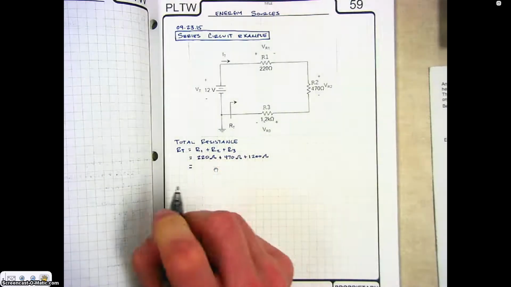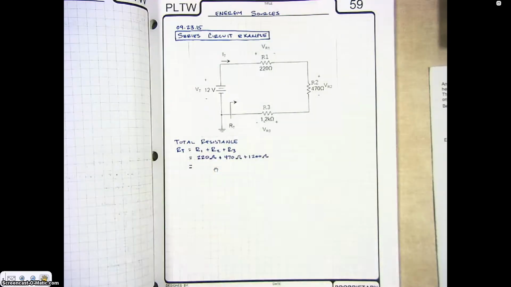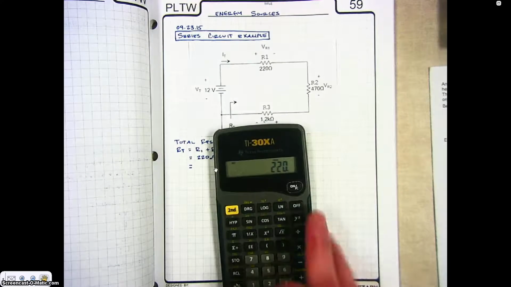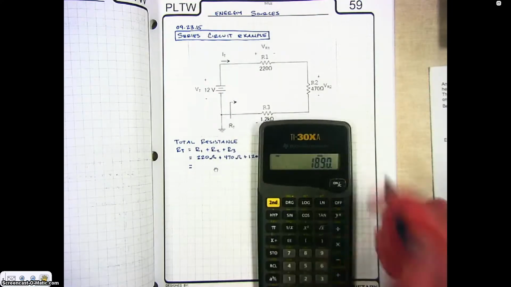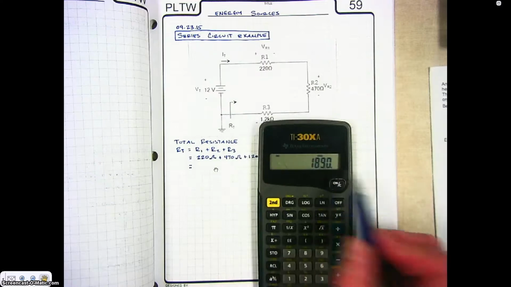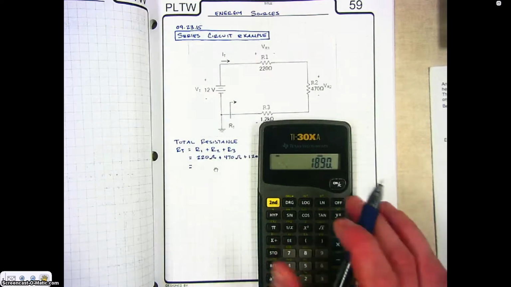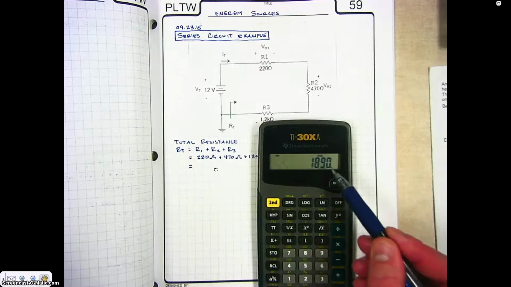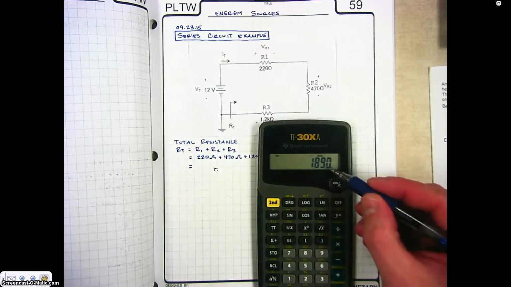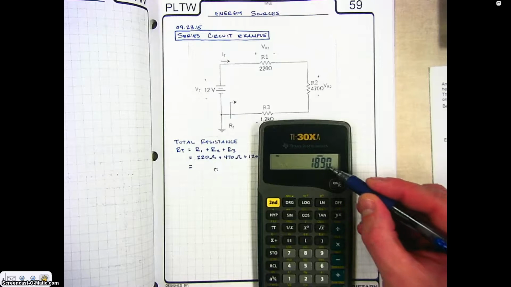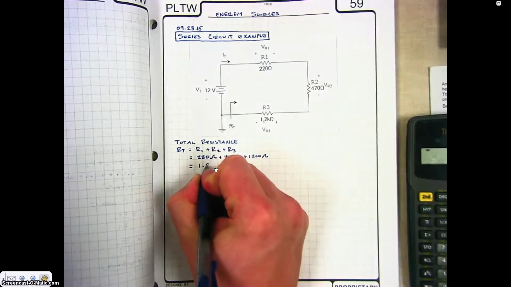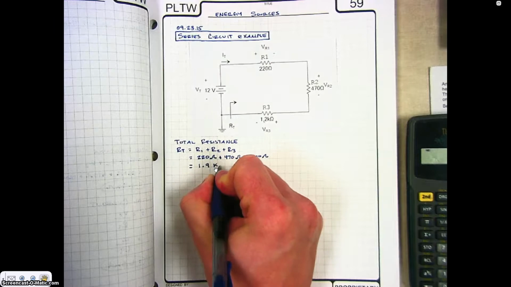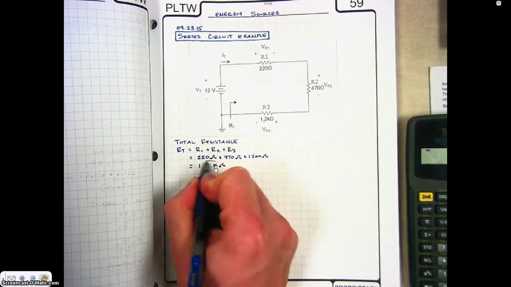You add these things up: 220 plus 470 plus 1200. And we get a number in the thousands, it's 1890. The proper way to express that number would be to convert it into k ohms. To do that, again, kilo is 10 to the 3, so we're going to move it 3 places to the left this time. And we're just going to round that to 1.9 k ohms.